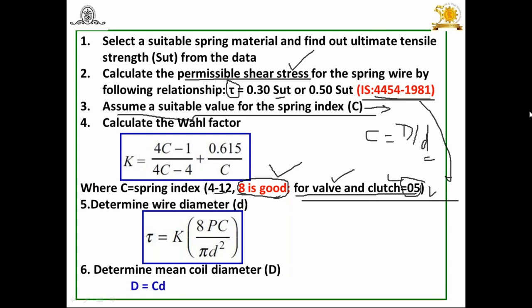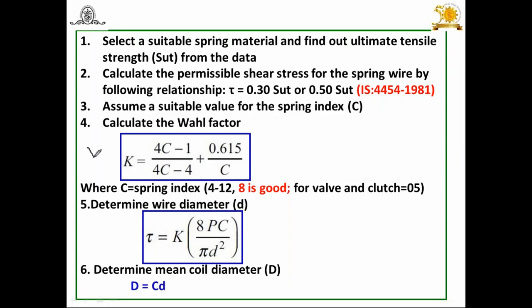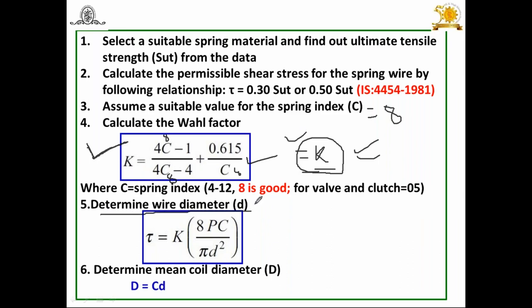Once you know the value of C, what do you have to do? You know Wahl's factor very well. Wahl's factor is given by K = (4C minus 1) upon (4C minus 4) plus 0.615 upon C. Suppose C is assumed as 8, so you put C is equal to 8 and you will get K, Wahl's factor. It takes care of the curvature effect as well as the direct stresses. Once you get Wahl's factor, the next step is to determine the wire diameter d.